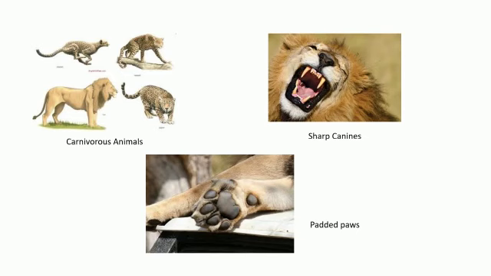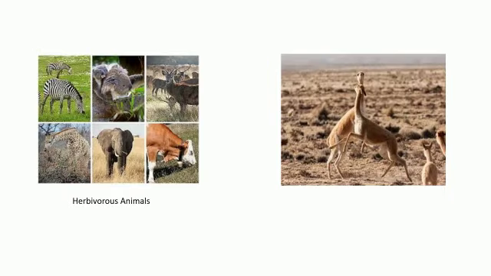You can see the types of carnivorous animals here. You can also see the sharp canines and padded paws of such carnivorous animals. These are the examples of herbivorous animals. The long legs help them to take long jumps.